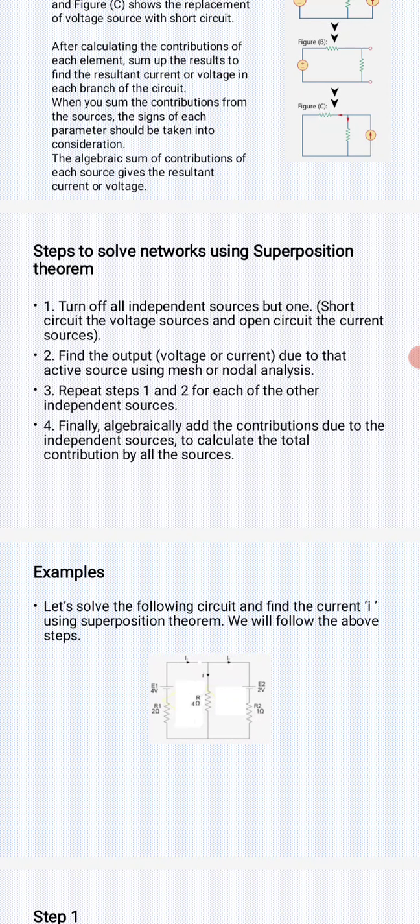We know what mesh analysis and nodal analysis are. Mesh analysis is used for finding the current, and nodal analysis for finding the voltage. Steps 3 and 4: repeat steps 1 and 2 for each of the other independent sources. Then finally, algebraically add the contributions of the independent sources to calculate the total contribution of all sources.